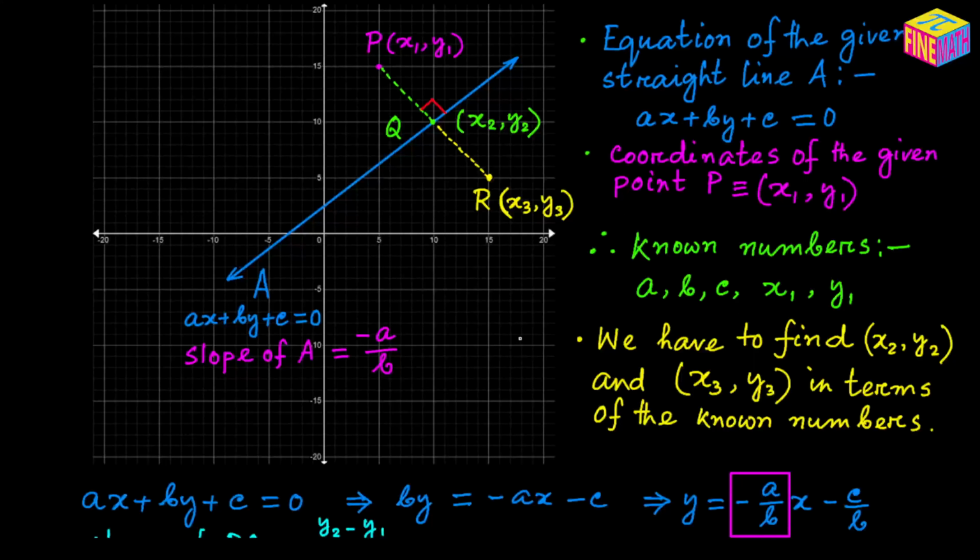Now P's coordinates are x sub 1, y sub 1, and R's coordinates have been assumed as x sub 3, y sub 3, and Q's coordinates have already been calculated. Q is the midpoint of the line segment PR, and that is the concept we are now going to use in finding the values of x sub 3 and y sub 3. So let me make a quick note again. We have P's coordinates, which have been provided as x sub 1, y sub 1, and Q's coordinates have already been calculated, but still let's assume that they are x sub 2, y sub 2, and now we have to calculate the coordinates of the image R, whose coordinates have been assumed as x sub 3, y sub 3.